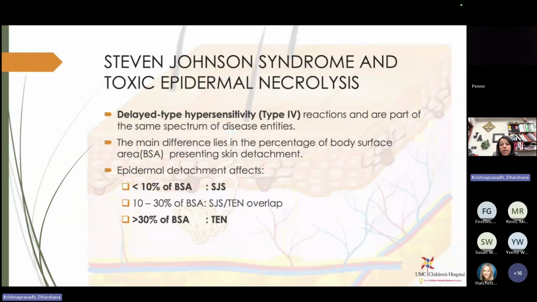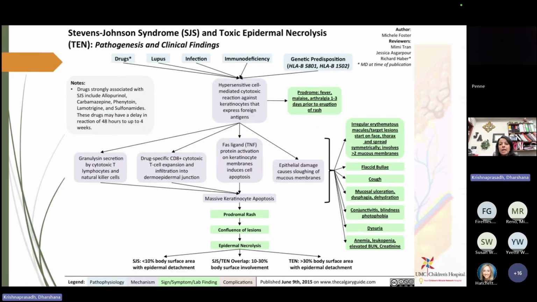They are a type 4 reaction. Again, like I said, they're the same spectrum of disease. The main difference, like I mentioned, is the body surface area involvement. And there is a Stevens-Johnson syndrome/TEN overlap, right in the middle, when you have 10 to 30% of body surface area involvement. This is again another busy slide, which goes over the pathogenesis and the clinical findings for this condition.